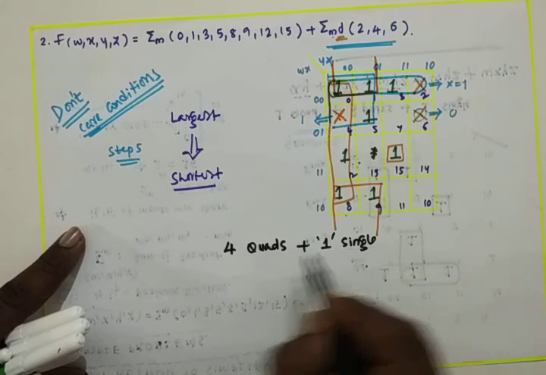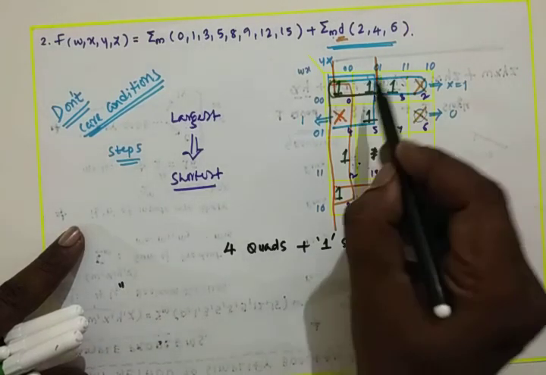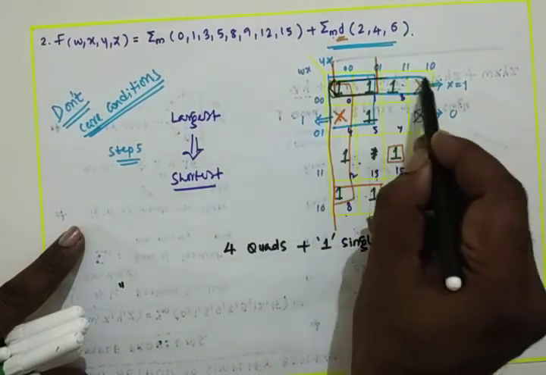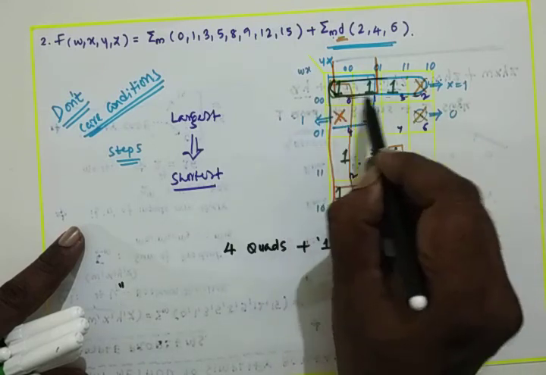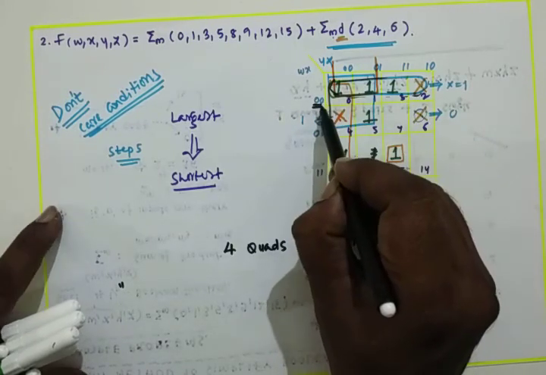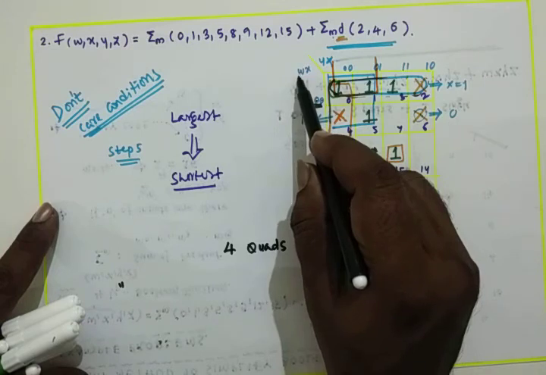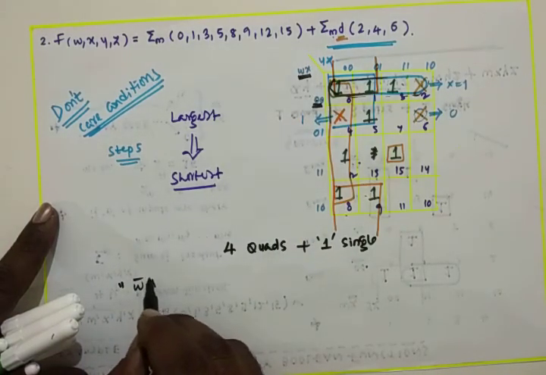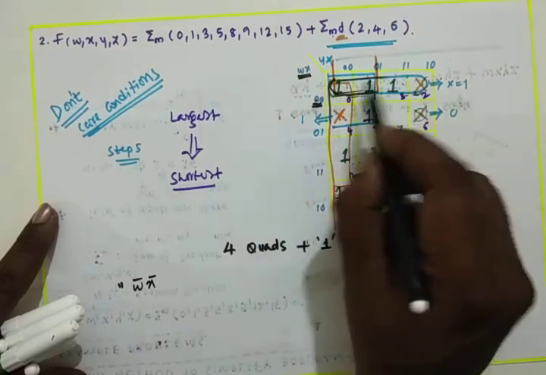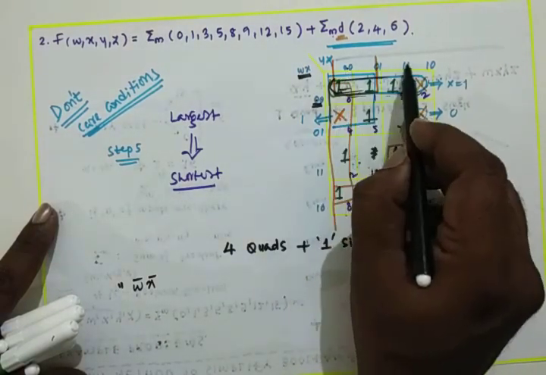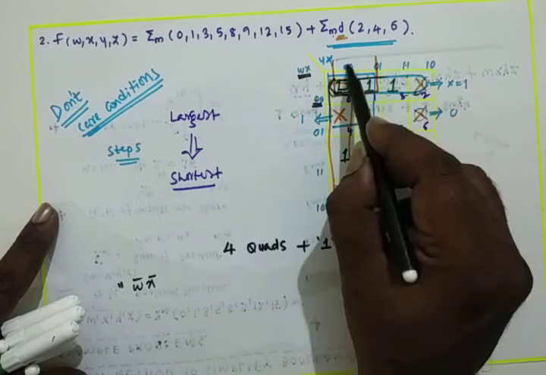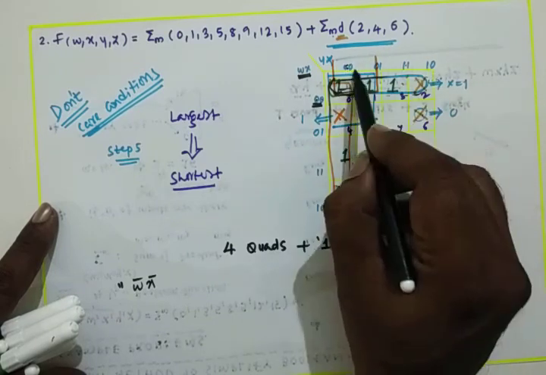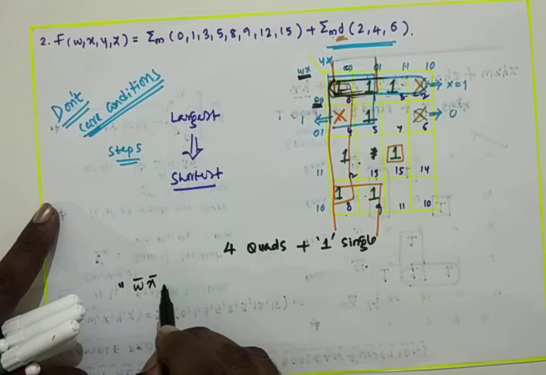So I am going with the first quad, that is this quad. This quad is entirely in one row only. That row is 0 0, nothing but w bar x bar. And for the entire group, if I consider the 4 columns, no common term is there in these 4 columns, so I can simply leave that one.